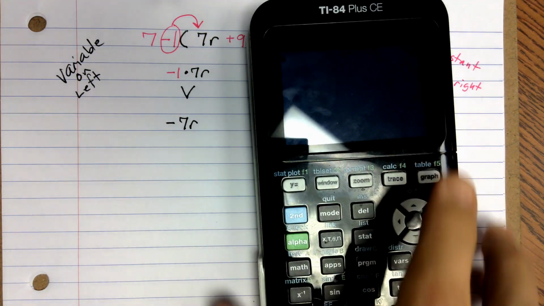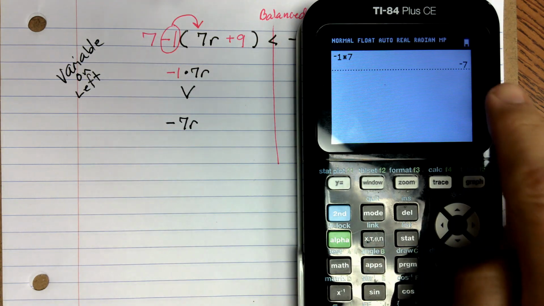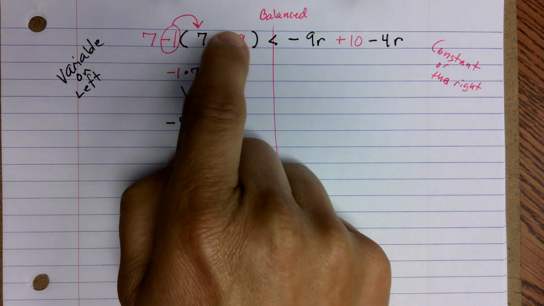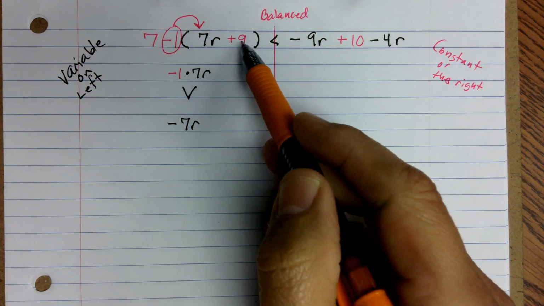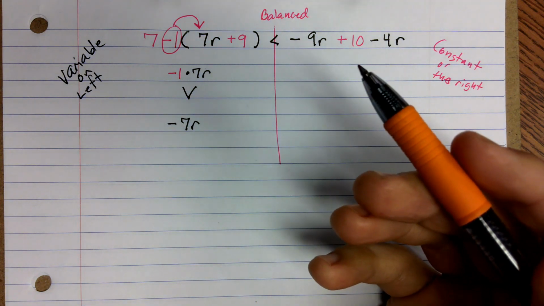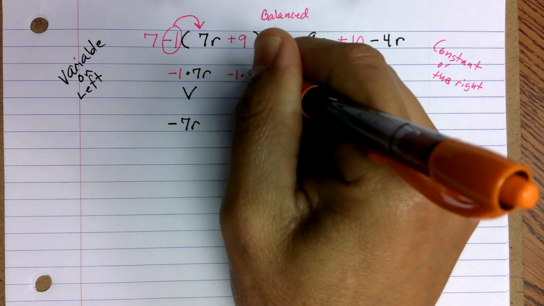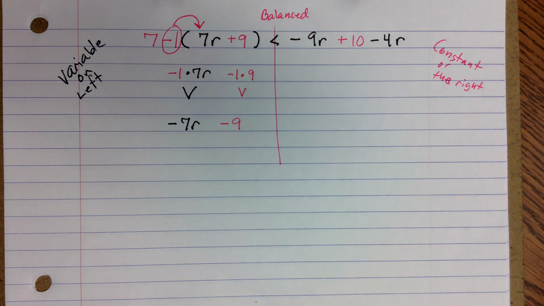If you're uncertain about that and you're not good at multiplying integers, I recommend putting it in the calculator if you have one available in class. So negative 1 times my coefficient of r, which is 7, and I hit enter and it tells me it's negative 7. Anytime I'm multiplying by negative 1, everything in the parentheses just has a sign change. In other words, 7r becomes negative 7r, and positive 9 becomes negative 9. That's because we multiply this negative 1 by that positive 9, and the calculator would tell you it's negative 9, because a negative times a positive is always a negative.